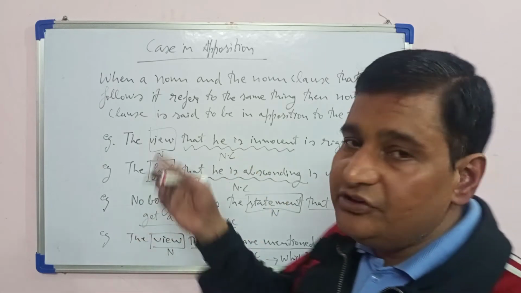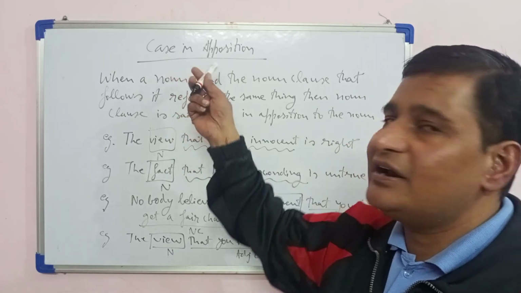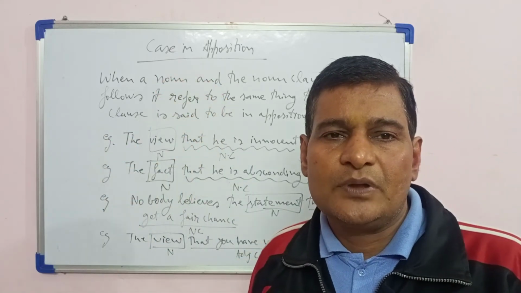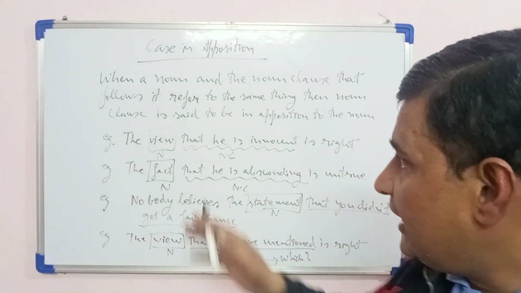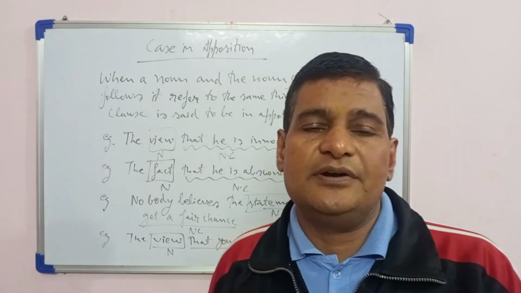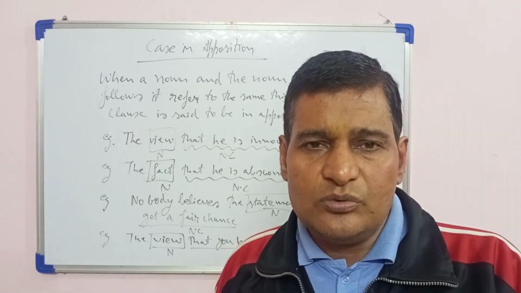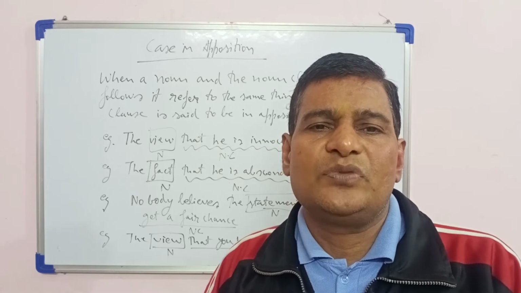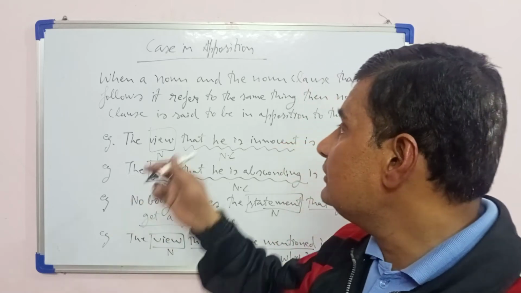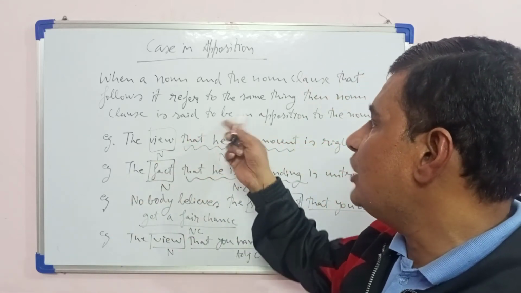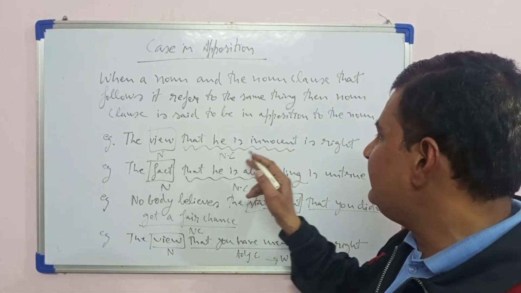So before we proceed further, let's have a quick revision of what we have understood. We are understanding case in apposition. Case in apposition means how a noun clause and a noun refer to the same thing. When a noun clause that follows a noun refers to the same thing along with the noun, then the noun clause is said to be in apposition. Here you just see the view that he is innocent.